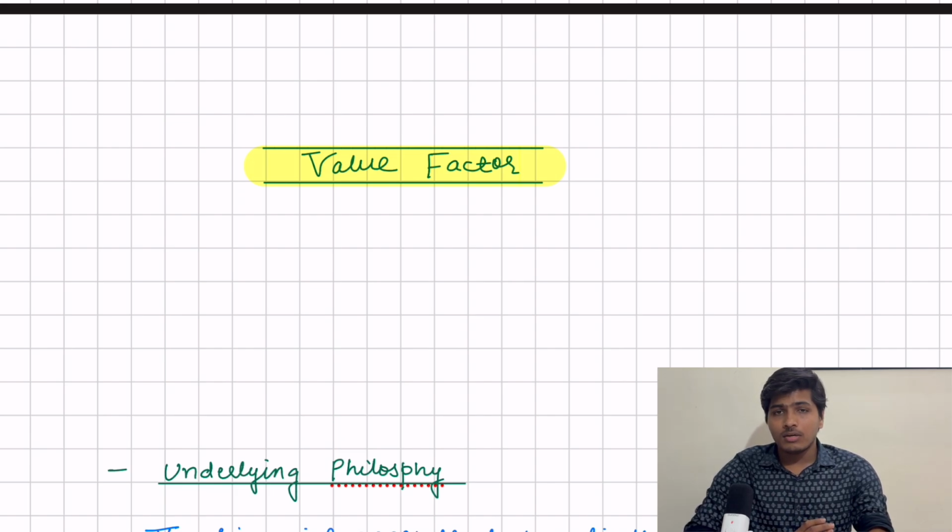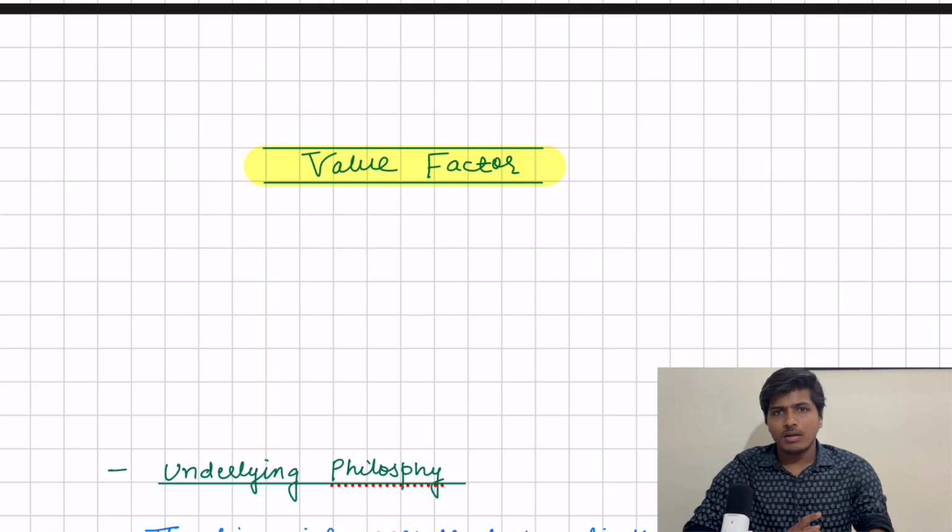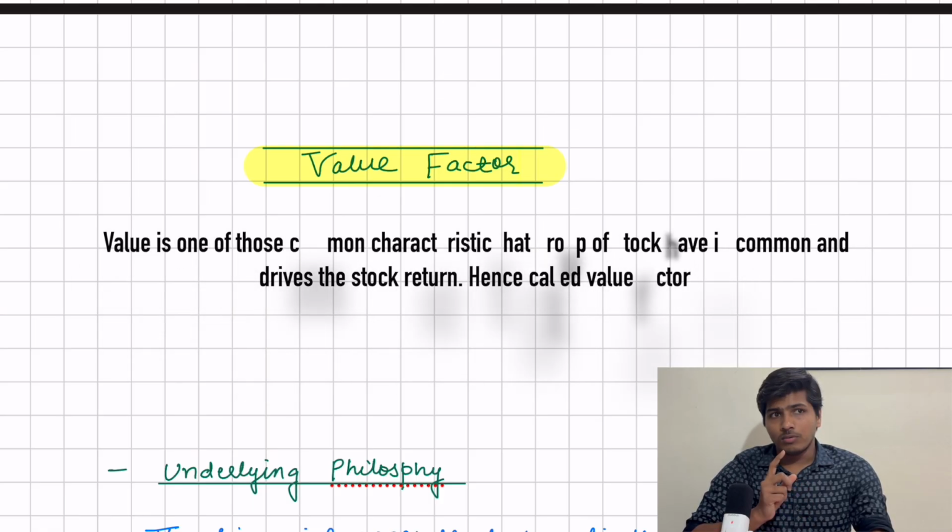As discussed earlier, a factor is a common characteristic that a group of stocks have in common, and it drives the stock returns. Similarly, value is one of those common characteristics that drives stock returns. Hence, it is called the value factor.